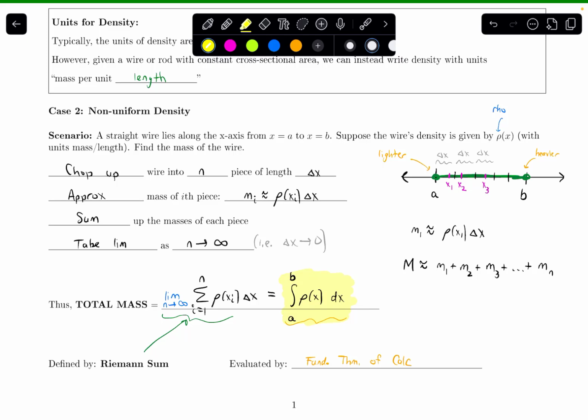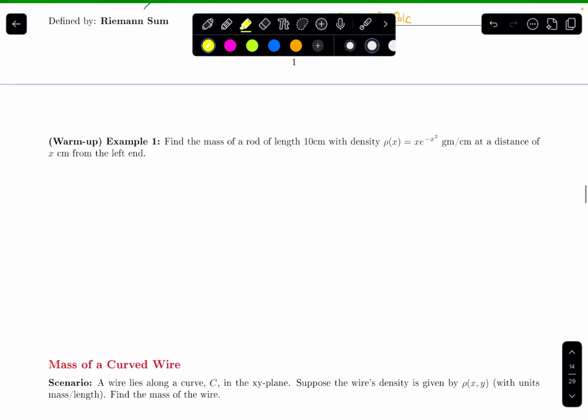Let's end the video now by doing an example. This example says, now use that formula to find the mass of a rod of length 10 centimeters that has this density function. And this is the density at a distance of x centimeters from the left end.